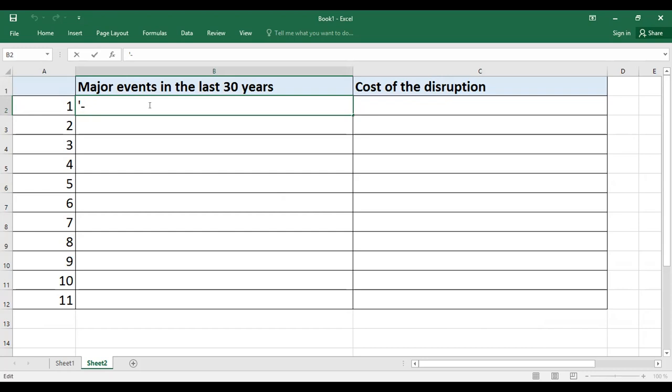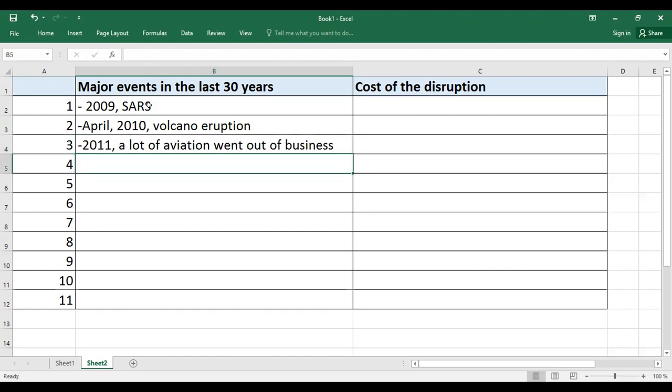Okay, so let me start first. I've been with the company for a while, 20 years, so I cannot have anything between the year 21 and the year 30, but I do remember the SARS in 2009. And I faced the volcano eruption in Europe in April 2010, which stopped most of our flights to and from Europe. We also faced, in November 2011, a lot of airlines filing for bankruptcy, including American Airlines, Japan Airlines, and Malaysia Airways, and even some airlines went out of business. So that is the event that affected my business the most.